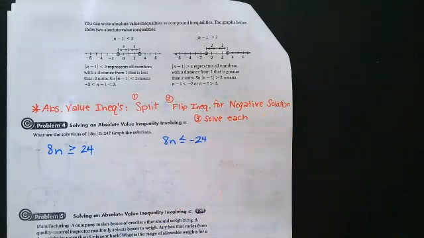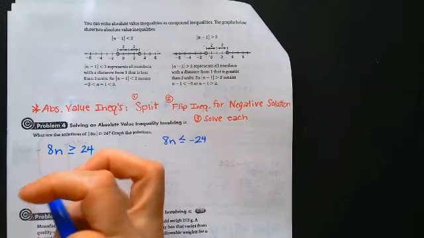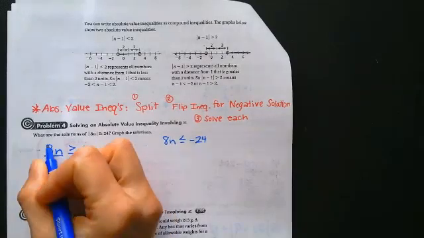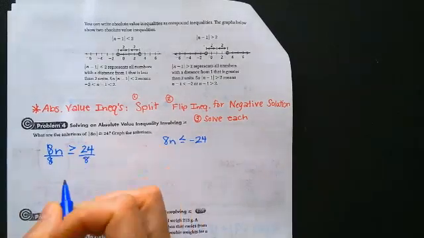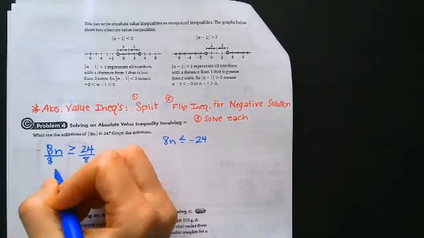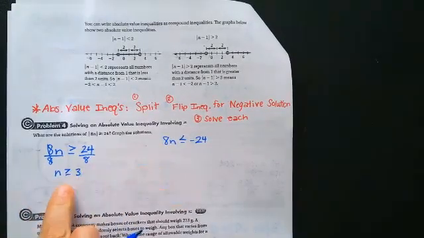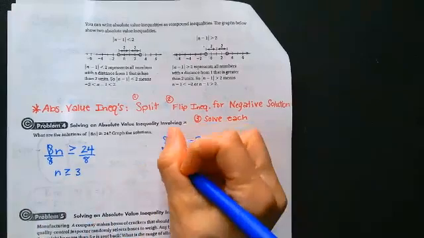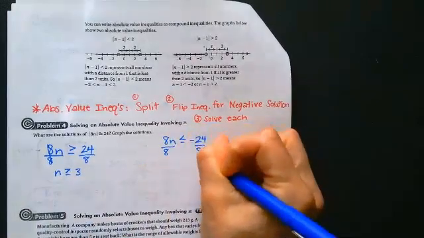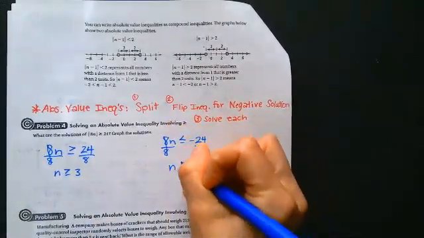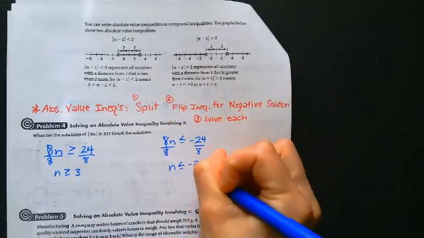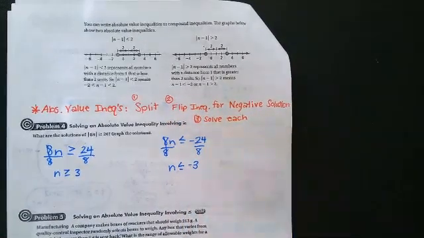And then we're going to solve it like we have solved inequalities before. So in order to solve this one, we would divide this side by 8 and divide the other side by 8. We don't have to flip anything because that's positive. So n is greater than or equal to 3 is going to be one side. This same thing, we're going to divide by 8 and divide by 8, and we get n is less than or equal to negative 3. Okay, and now we're going to graph it and decide if this is an and or an or.